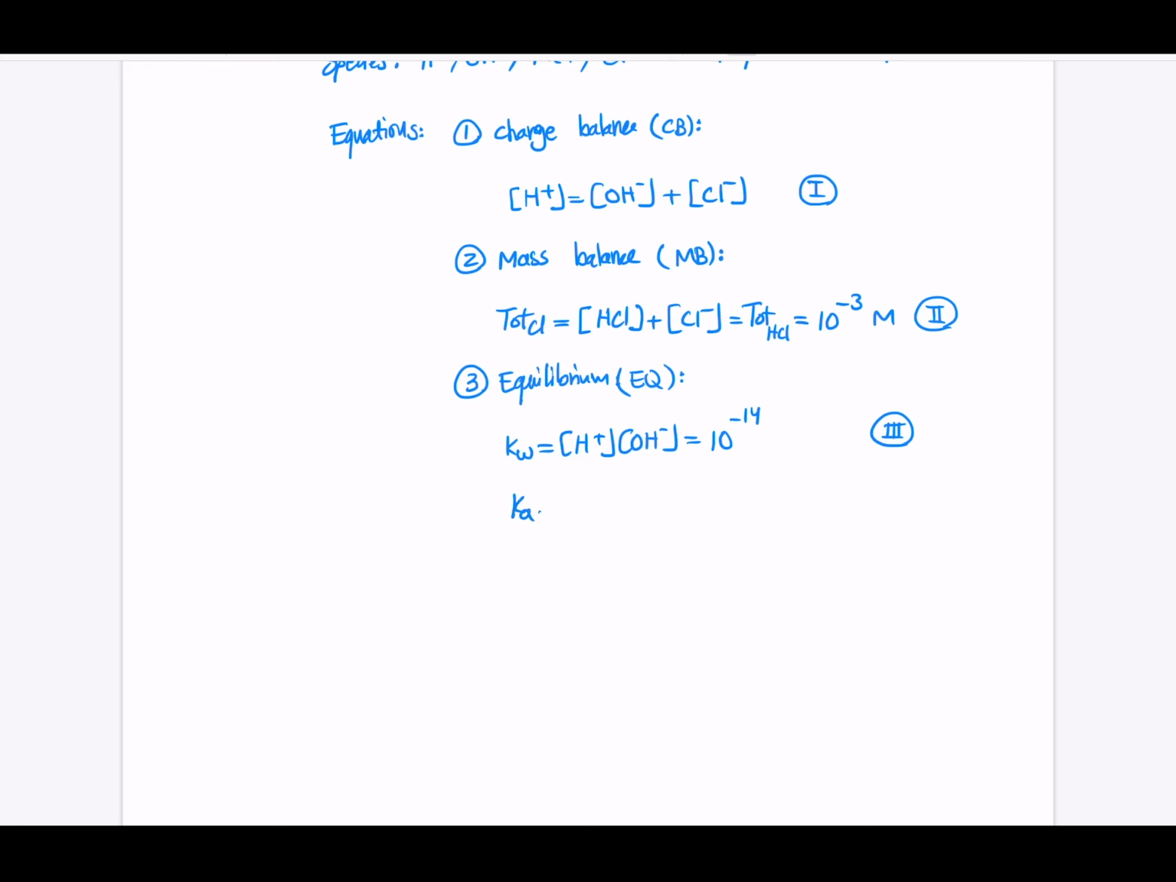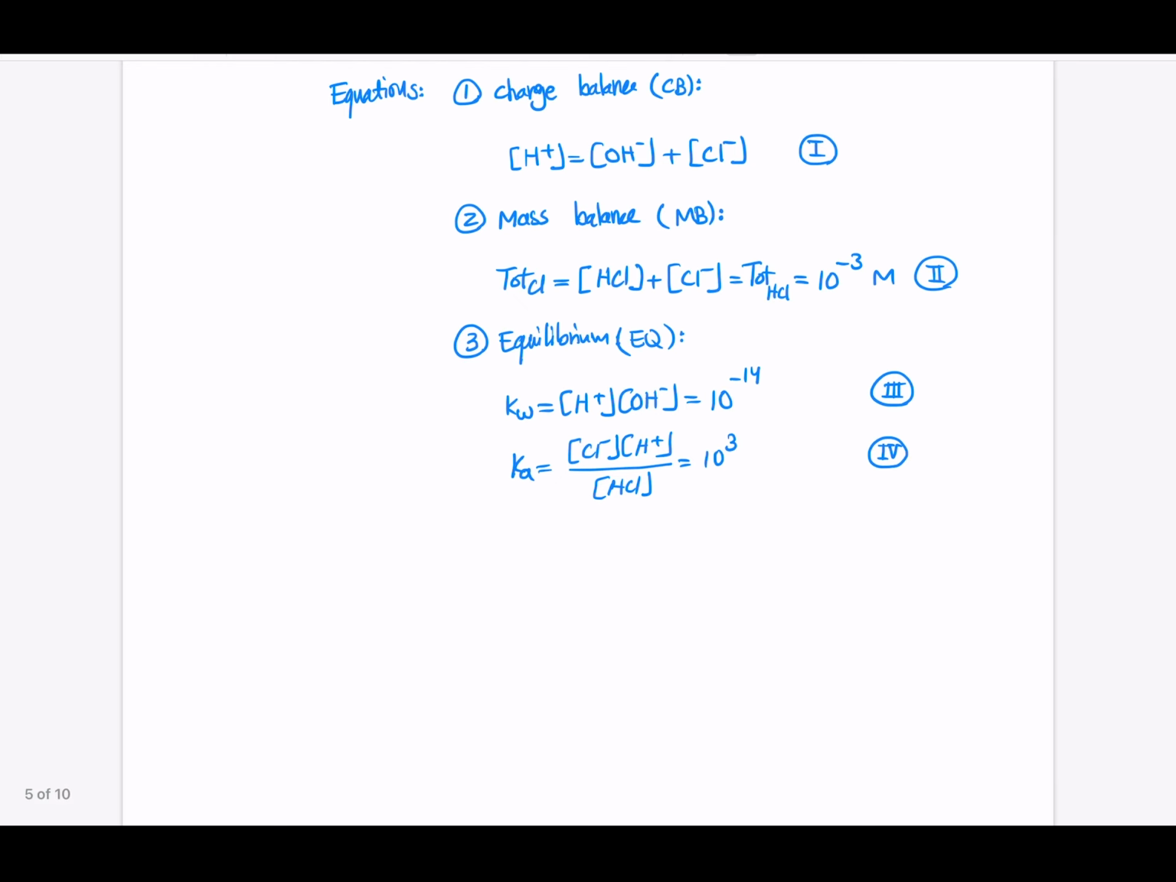And the last one is Ka, Cl minus, H plus, and then HCl. And this value is 10 to minus pKa, which is pKa is minus 3, so 10 to the power of 3. So this would be our fourth equation. So that'd be it. We have 4 unknowns and 4 equations. So the next step would be basically solving it.